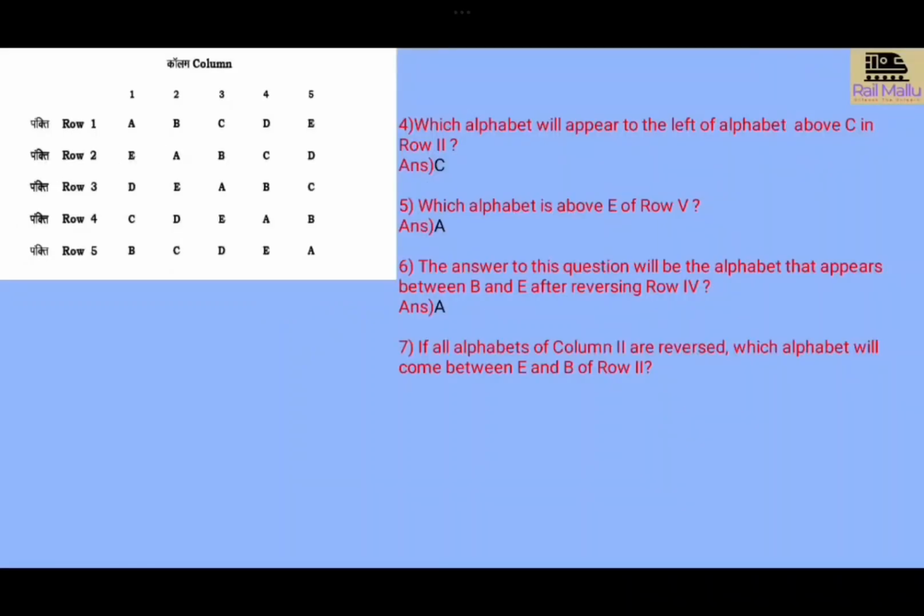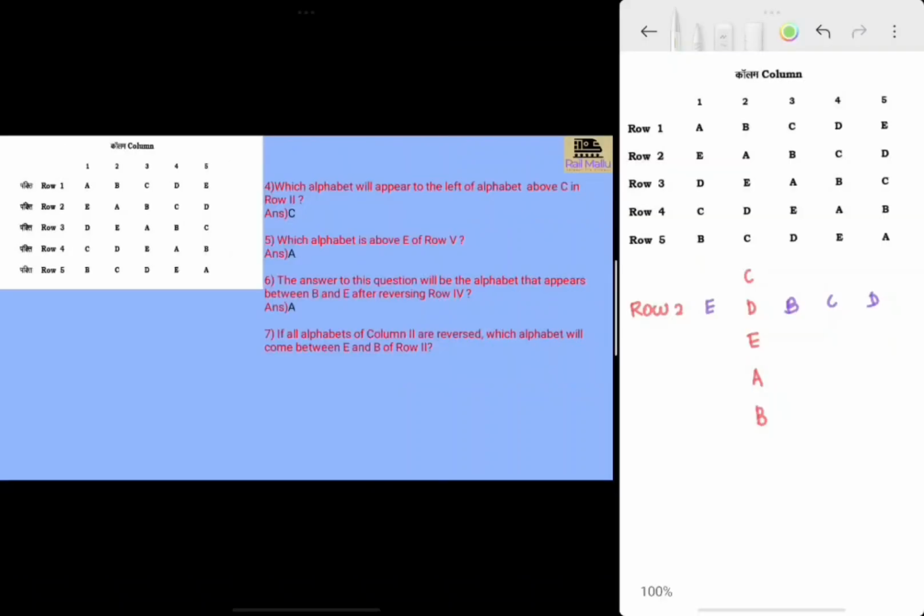So the next question is, if all alphabets of column 2 are reversed, which alphabet will come between E and B of row 2, right? As you can see here, I have reversed the alphabets available in column 2, and I have written row 2 as such. So the question is, which alphabet will come between E and B of row 2, which means the answer will be D, right?